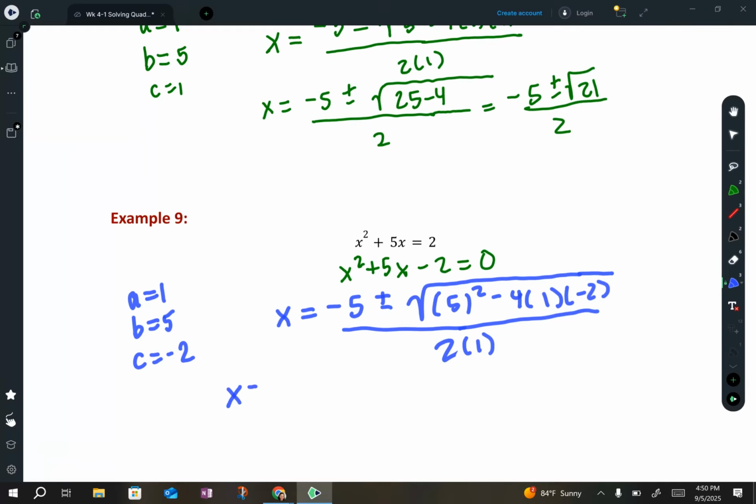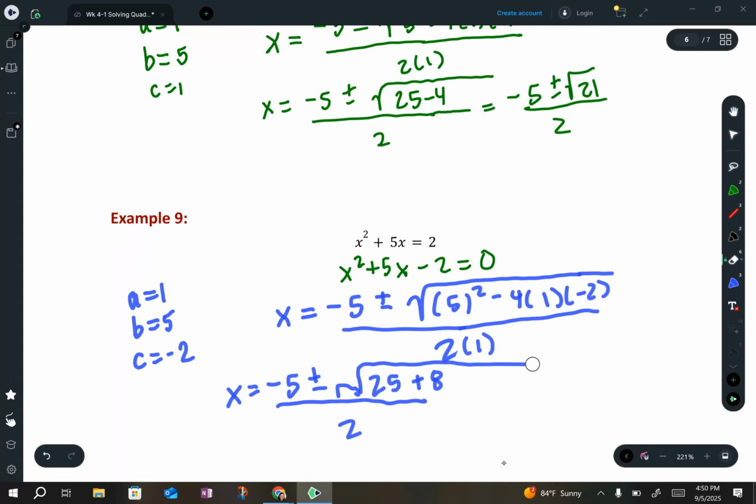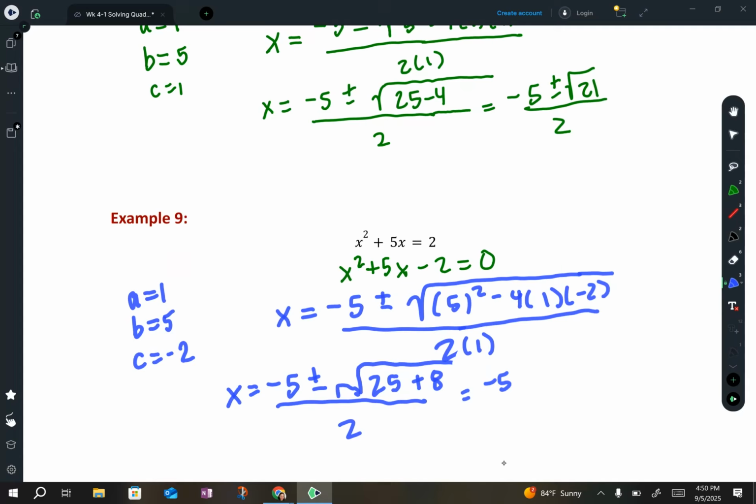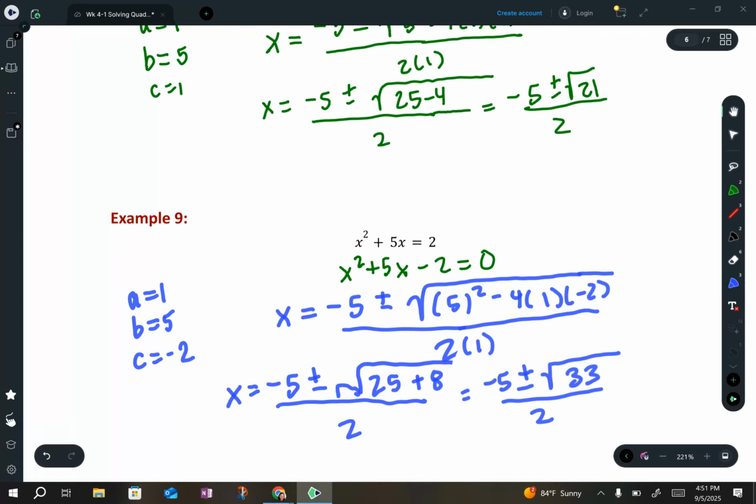So that's x equals minus 5 plus or minus the square root of 25. That's going to be plus 8 over 2. I got really carried away with the square root sign on that one. Let's just trim that down a teeny bit. And that's minus 5 plus or minus the square root of 25 plus 8 is 33, all over 2. And again, there's really not much you can do to simplify this down. Or nothing really, no nice perfect squares go into 33.